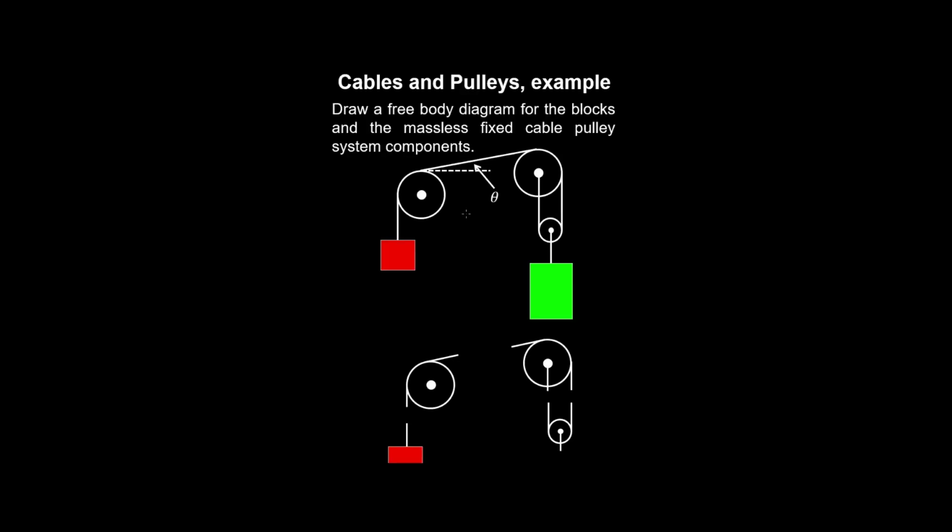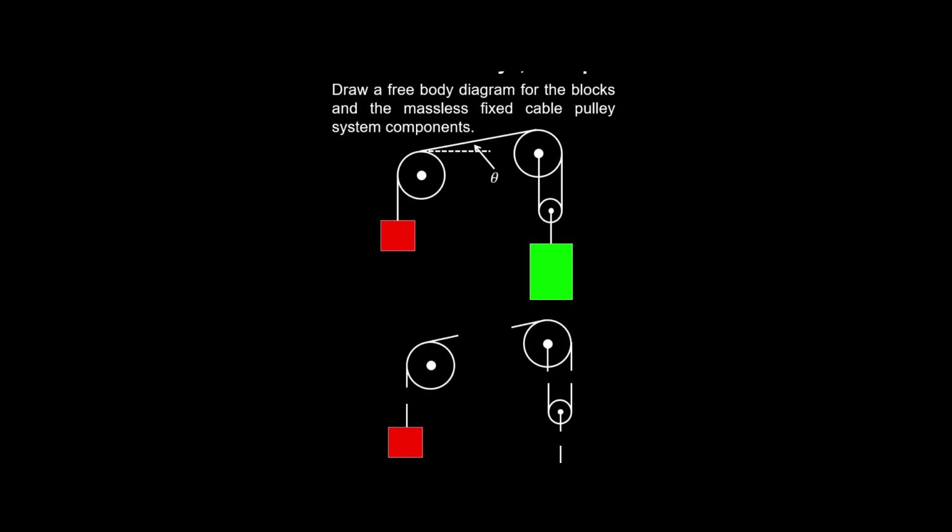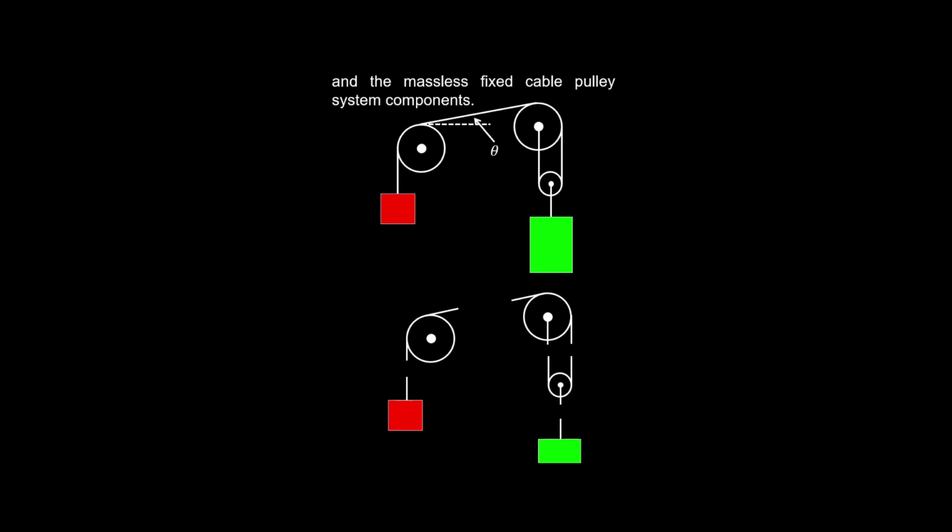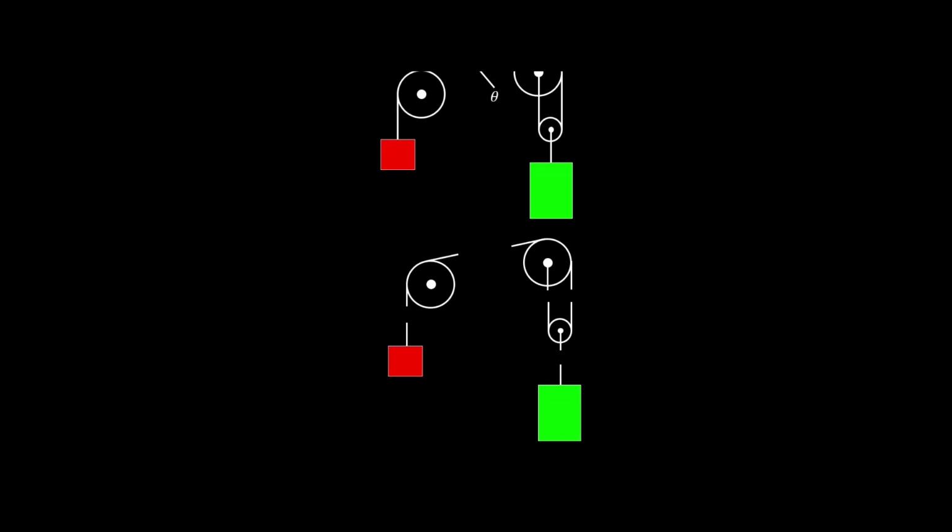Let's draw a free body diagram for the blocks and the massless fixed cable pulley system components. So if we isolate the components, and because the components of the cable and pulley system are massless, then the tensile force in the cable is uniform.